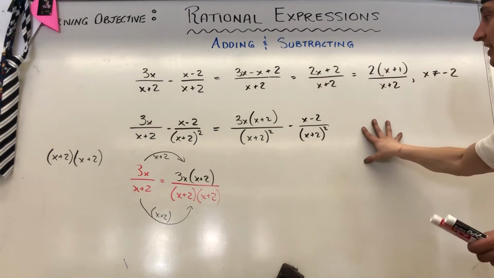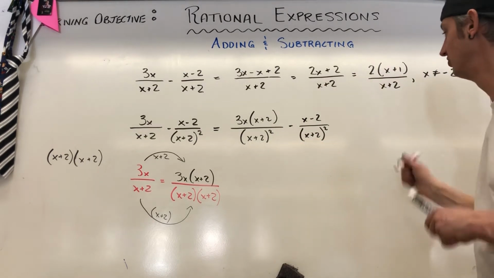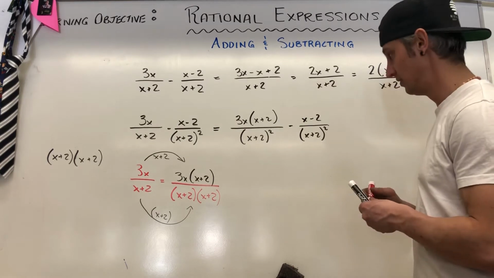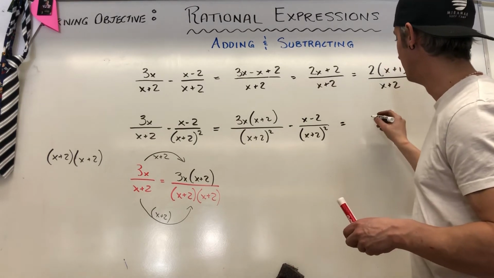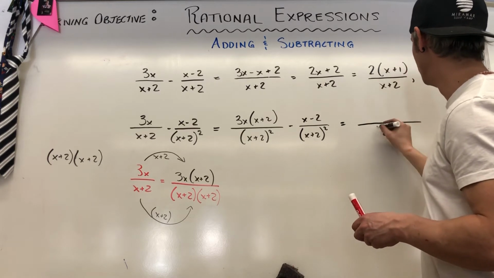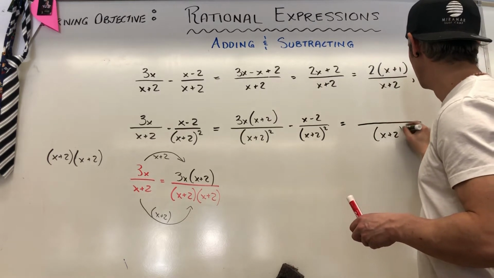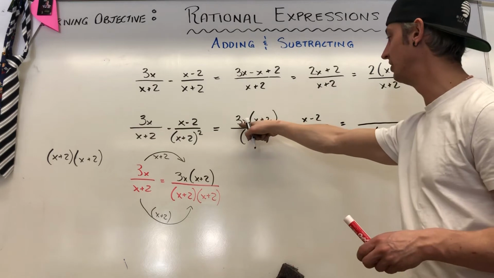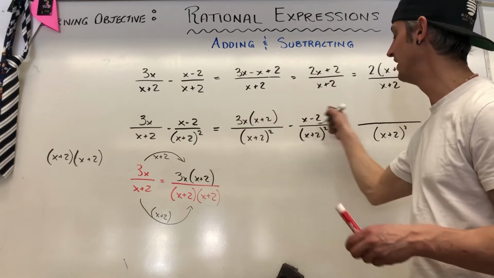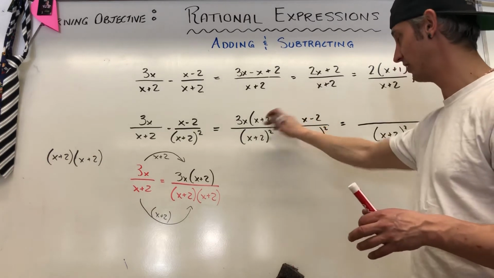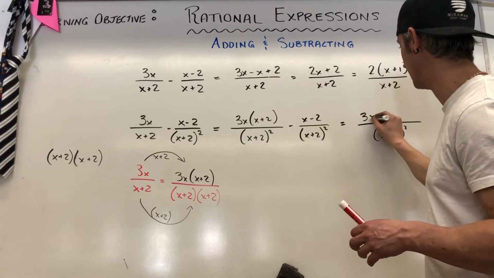They have the same denominator now, so I can just put it all over that one denominator, x plus 2 squared. I'm going to expand this, because I have to subtract that, so I'm going to expand and then simplify. There is a part where we're going to expand here, so I'm going to expand it by multiplying.